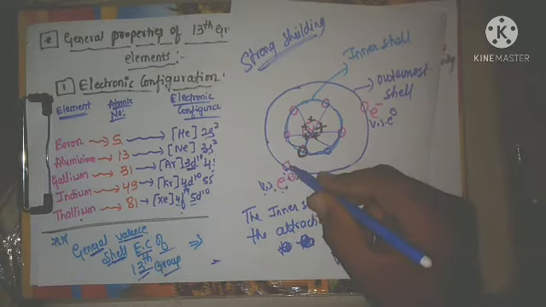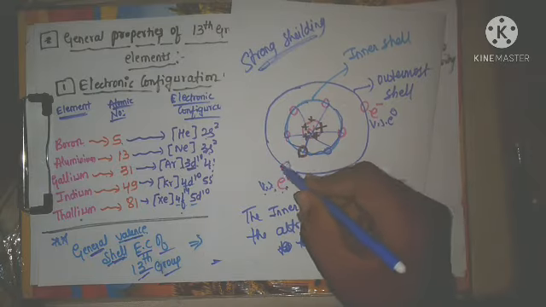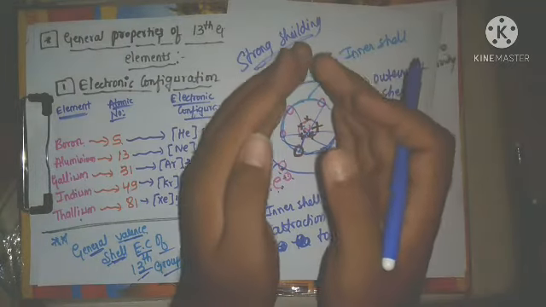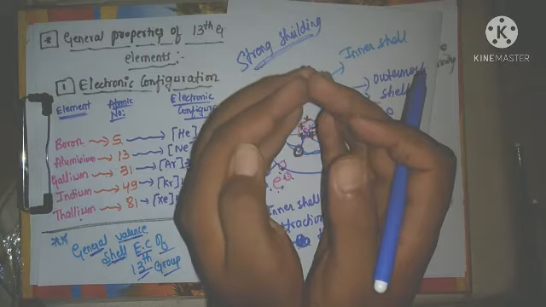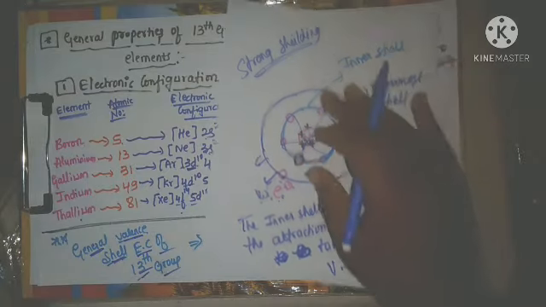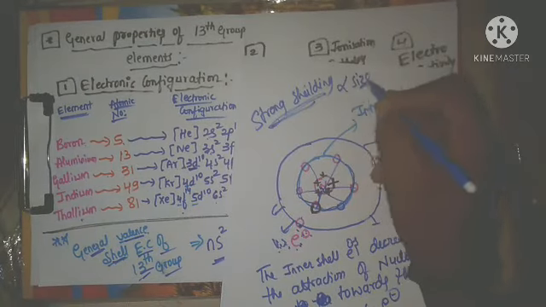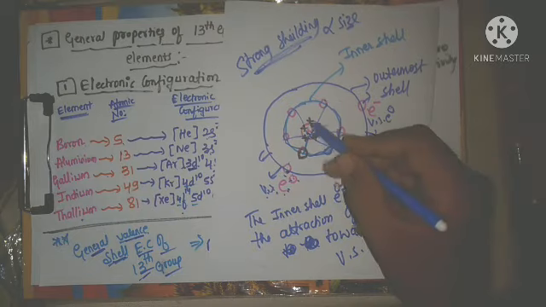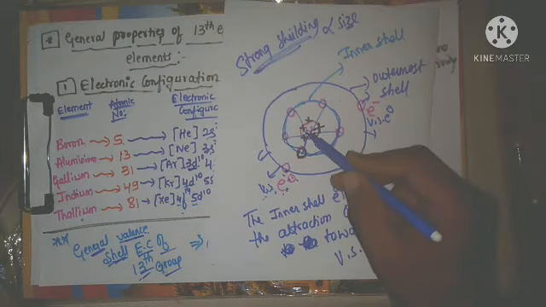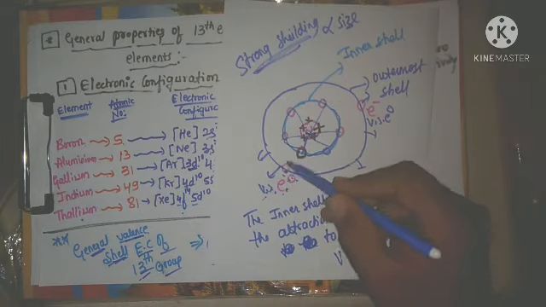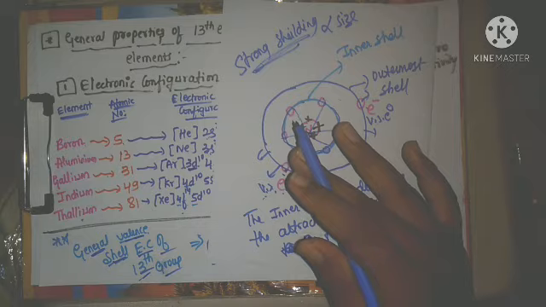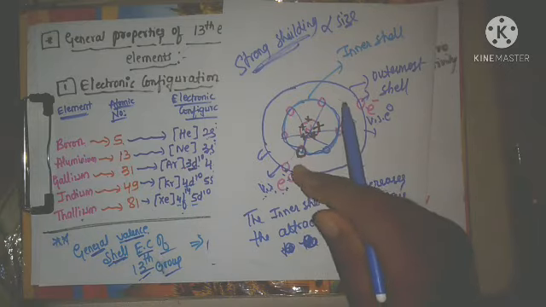When the attraction decreases, what happens? These valence shell electrons move away from the nucleus. When they move away from the nucleus, therefore size increases. Strong shielding means size increases. Strong shielding means the inner electrons decrease the attraction between the nucleus and valence shell electrons. When the attraction decreases, these valence shell electrons move away from the nucleus. They are moving away from the nucleus means size is increasing.